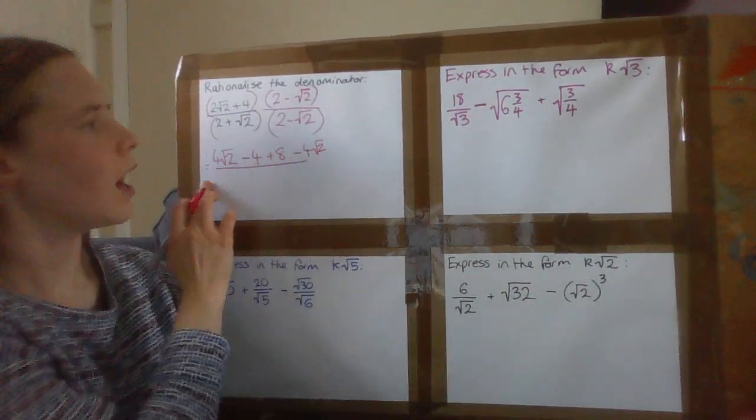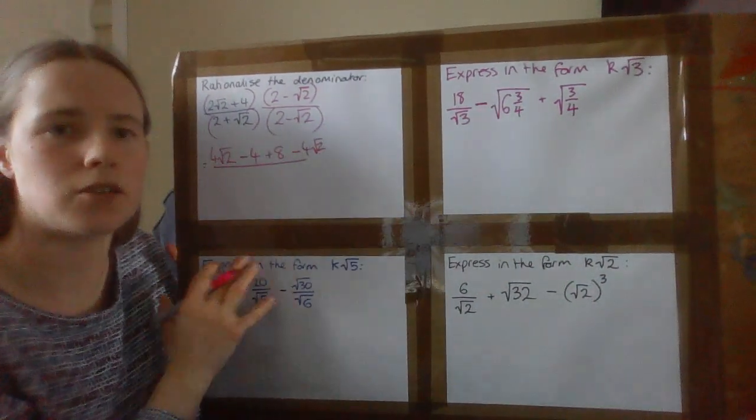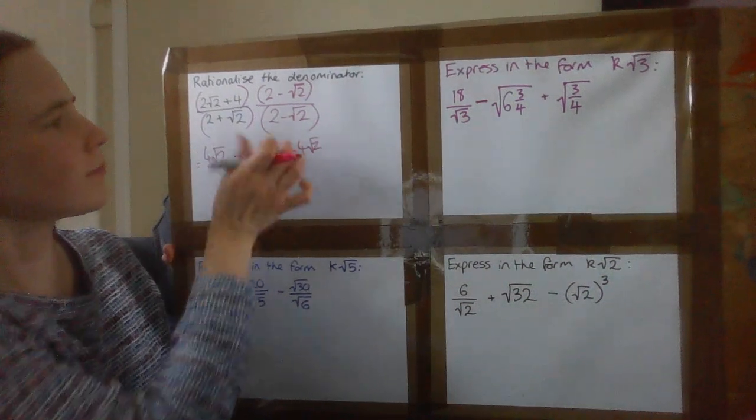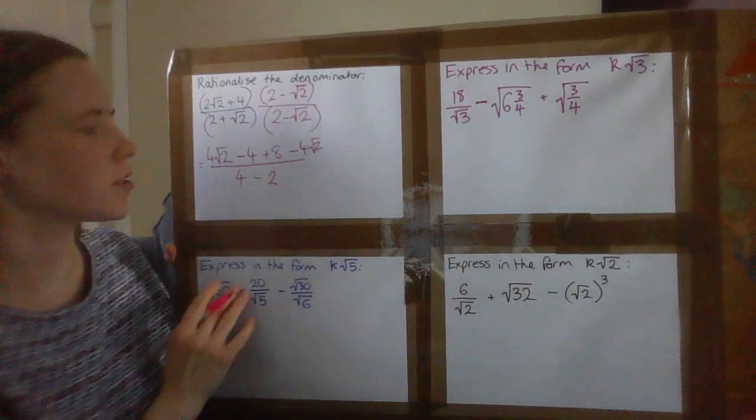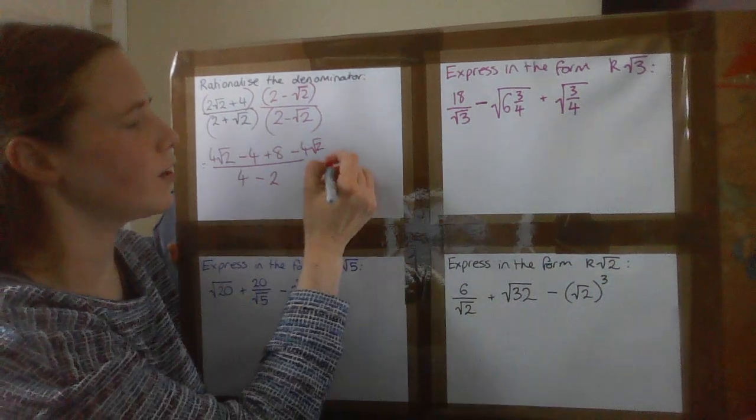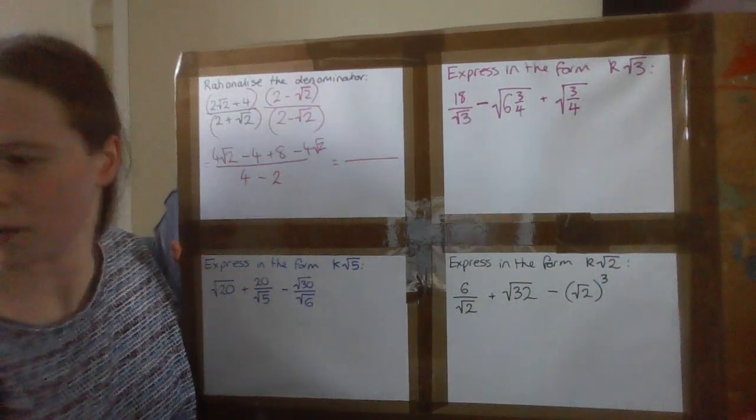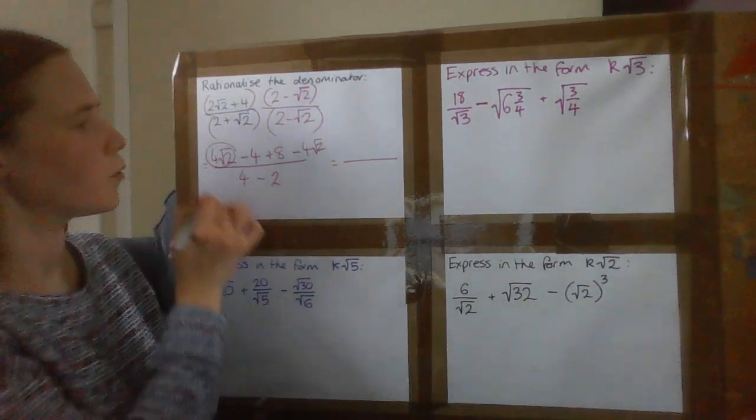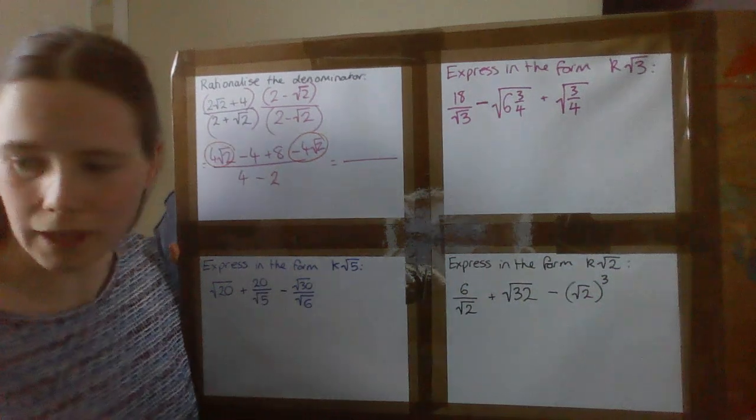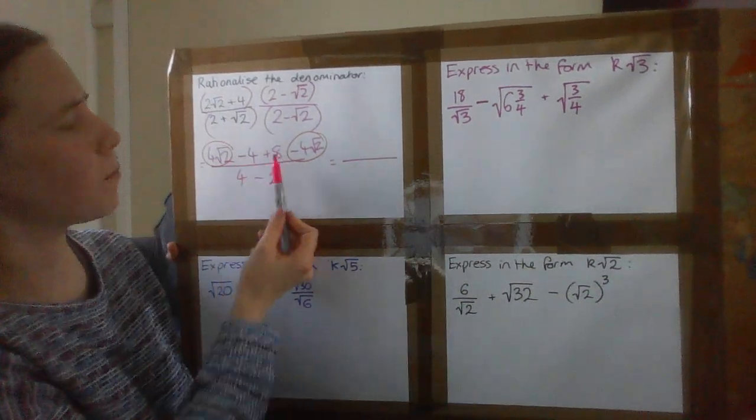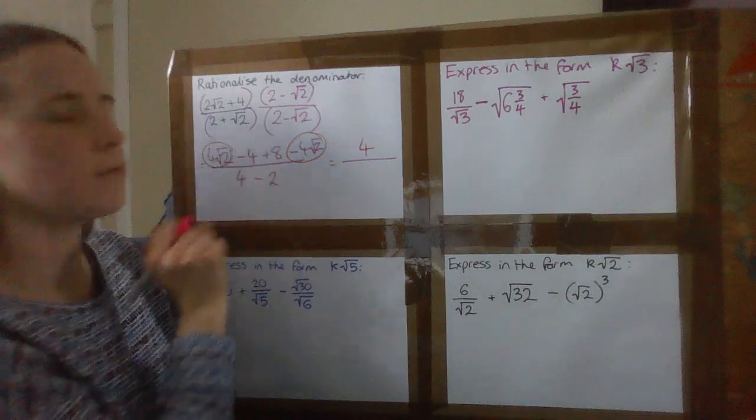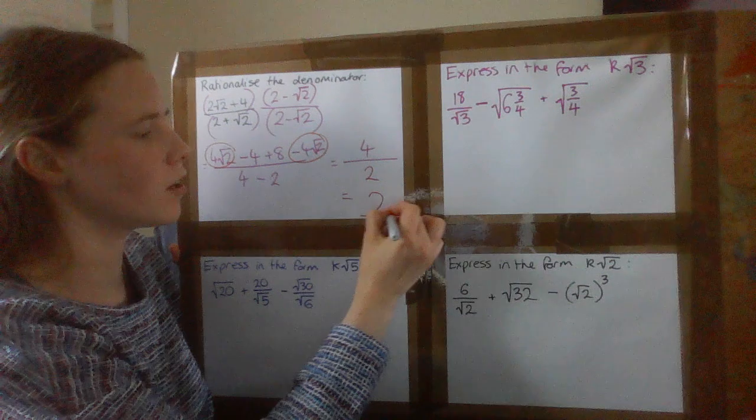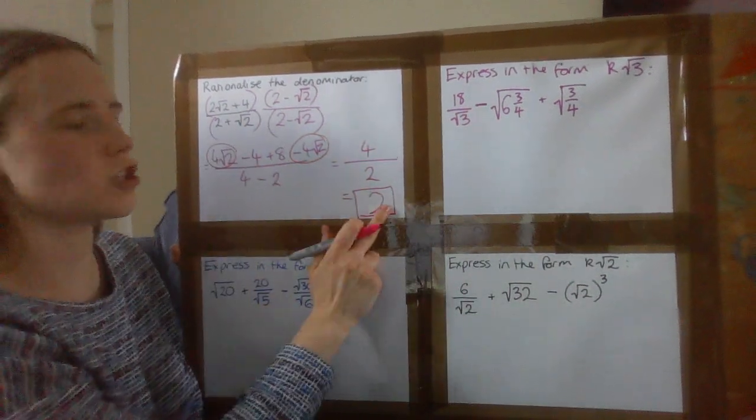And then on the bottom, it's difference of 2 squares. You can expand it step by step, but the quick way of doing it is thinking 2 squared is 4, root 2 squared is 2, so I've got 4 minus 2 there. If I now simplify the top and simplify the bottom, hopefully you'll notice that on the top, the 4 root 2's cancel because we've got plus 4 root 2 and minus 4 root 2, so they cancel out, and then I've got minus 4 plus 8, which is 4. 4 minus 2 on the bottom is 2. 4 divided by 2 is 2. So the answer to this is actually 2.